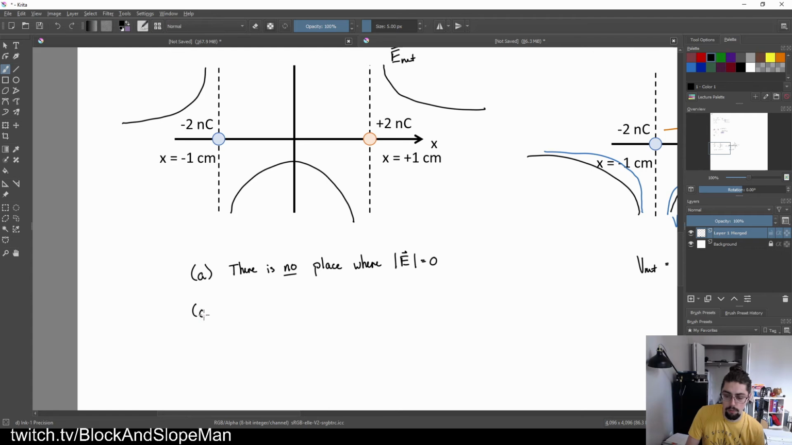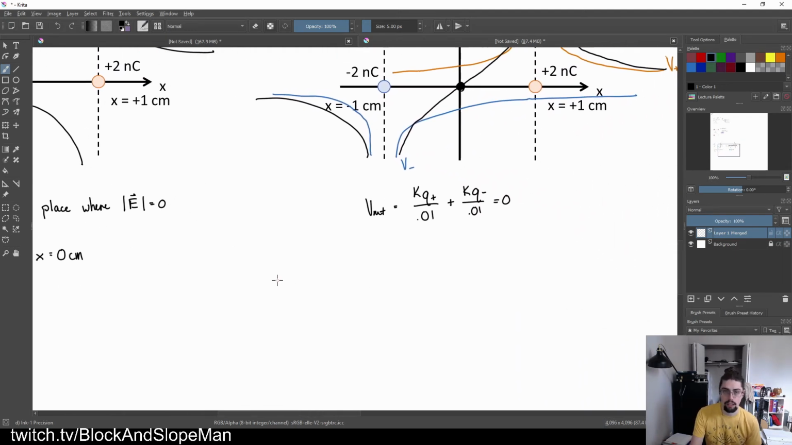Let's go ahead and write out B. V is equal to 0 at x is equal to 0 centimeters. Now, remember that if you did want to do this algebraically, you could still set this up in the exact same way. So let me do this in dark green for now. That's a fun color I haven't used in a while.